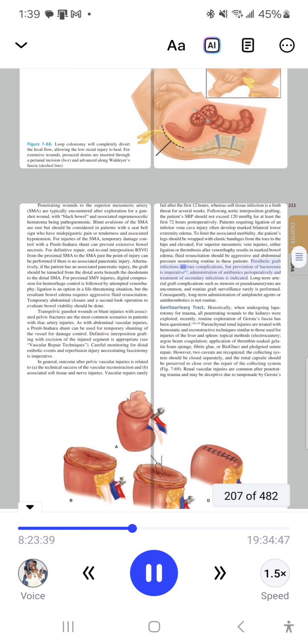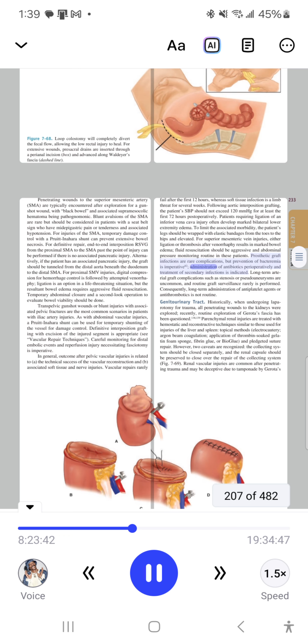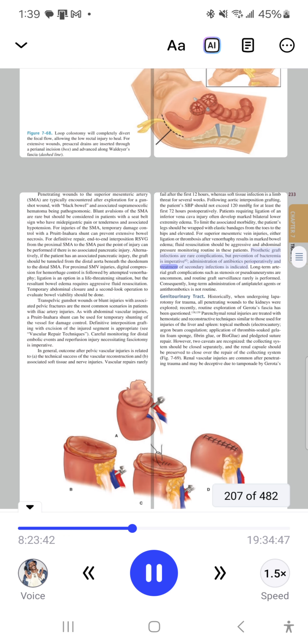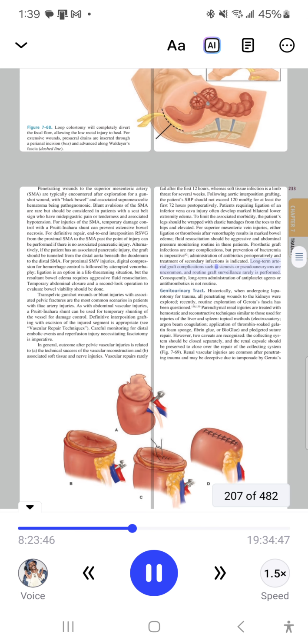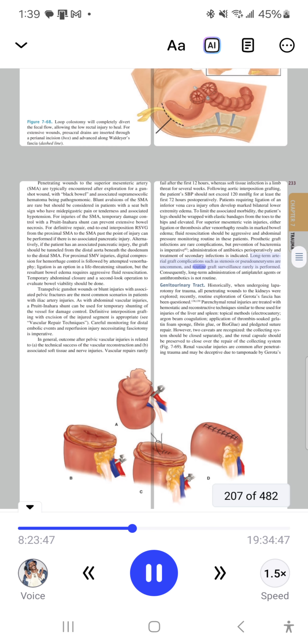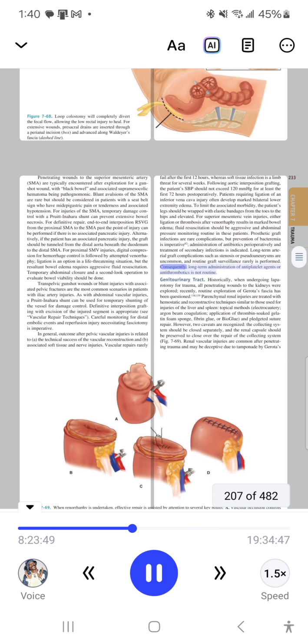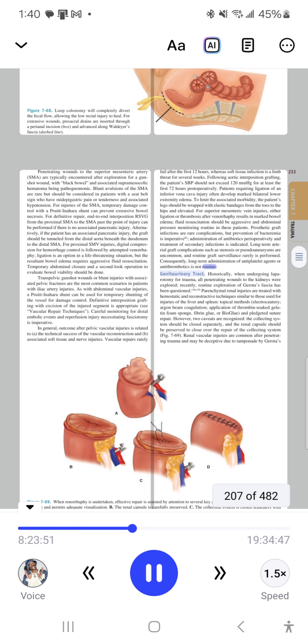Prosthetic graft infections are rare complications, but prevention of bacteremia is imperative. Administration of antibiotics perioperatively and treatment of secondary infections is indicated. Long-term arterial graft complications, such as stenosis or pseudoaneurysms, are uncommon, and routine graft surveillance rarely is performed. Consequently, long-term administration of antiplatelet agents or antithrombotics is not routine.